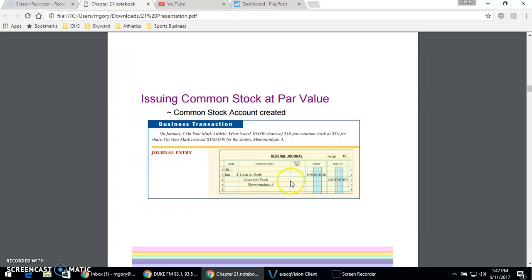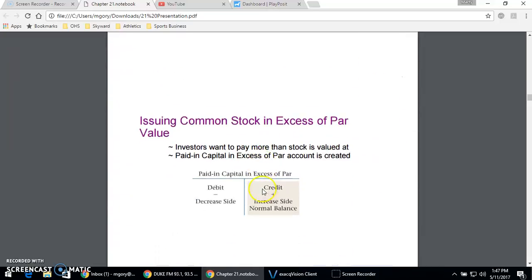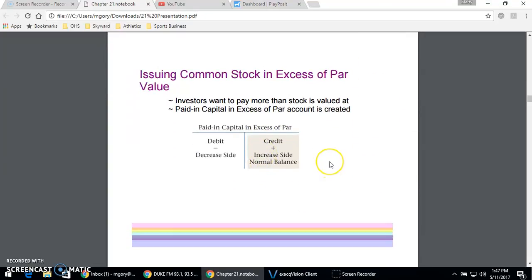Okay, so debit to cash in bank, credit to common stock. Now, what if we are issuing common stock in excess of par, which means it's going to be above the par value? So in this case, investors want to pay more than the stock is valued. It is the paid in capital in excess of par account which is created.